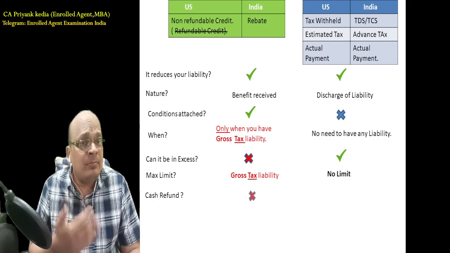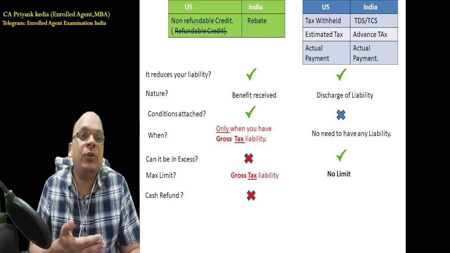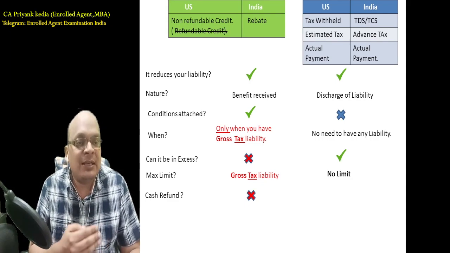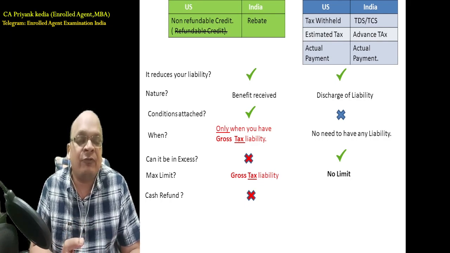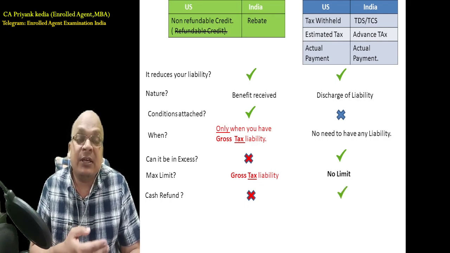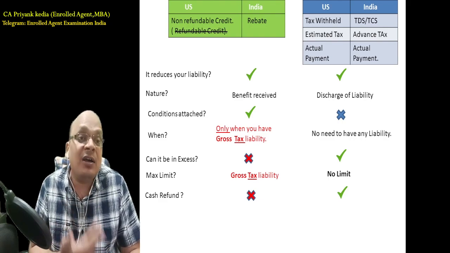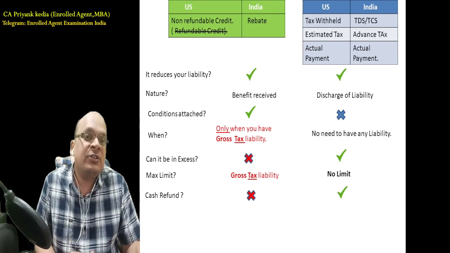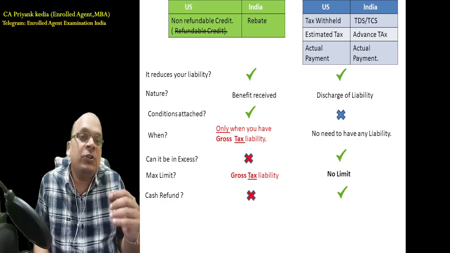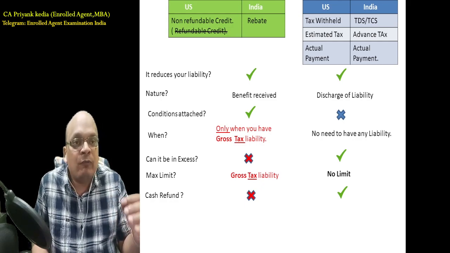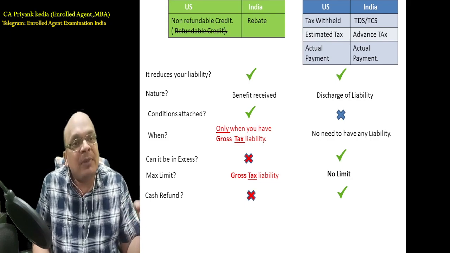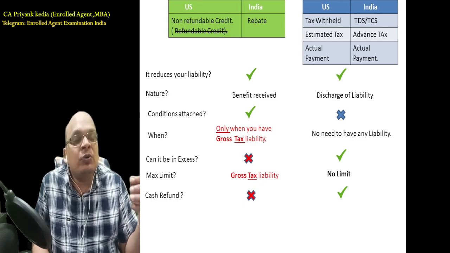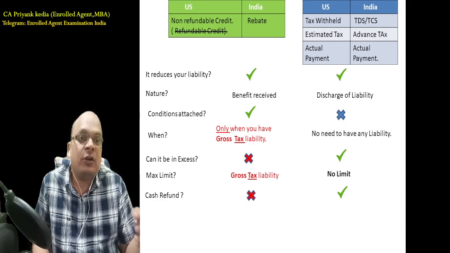Is there a cash refund? Simply because the highest limit of what you can claim as a non-refundable credit is your gross tax liability. There cannot be a negative balance, and hence there is no question of cash refund in the case of non-refundable credit. But in the case of payments, because the payments can be higher than your liability, obviously there is a concept of cash refund, because of the simple reason that a simple universal doctrine applies that nobody can have a wrongful gain. Whatever extra payment you have made to the seller, he does not own it. He is liable, he is duty bound to give you back the refund of that extra payment.